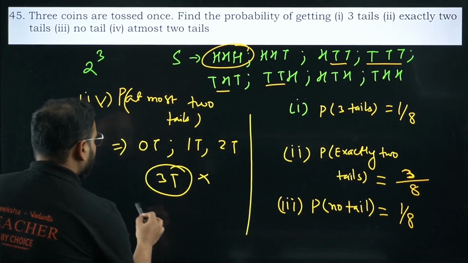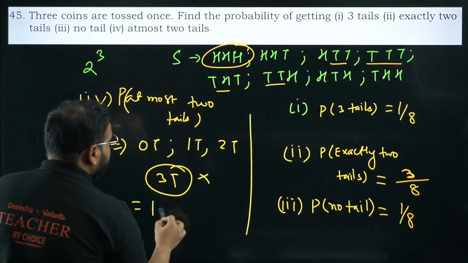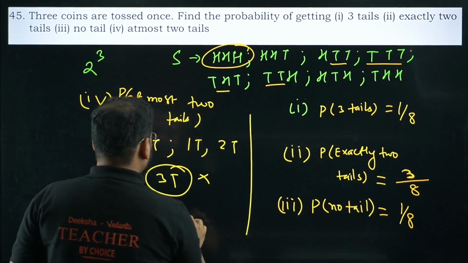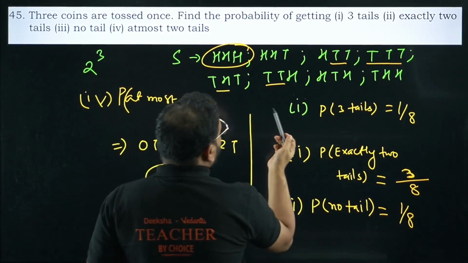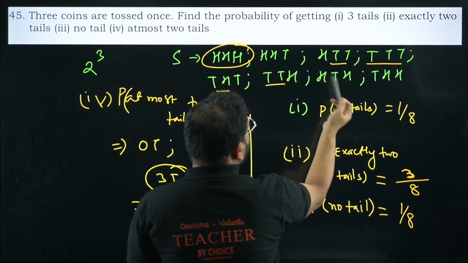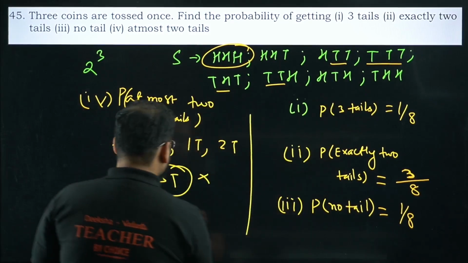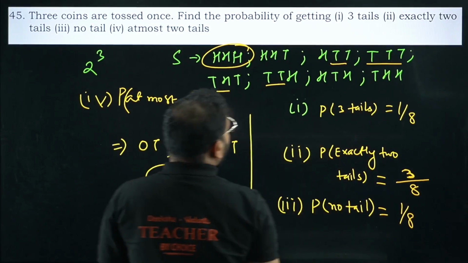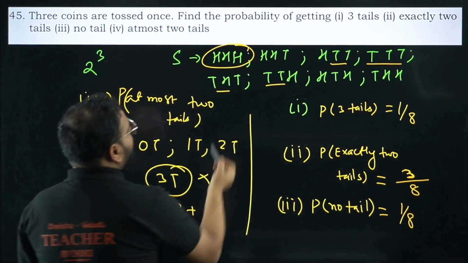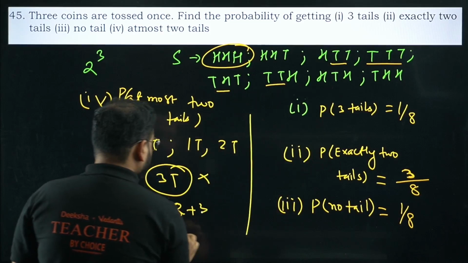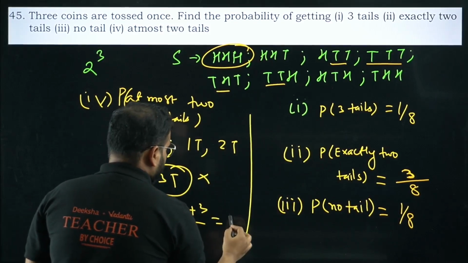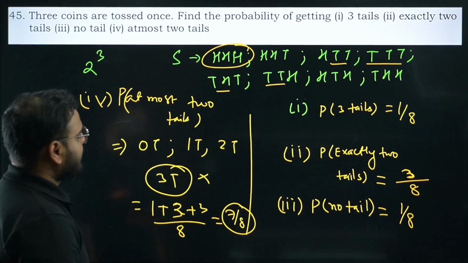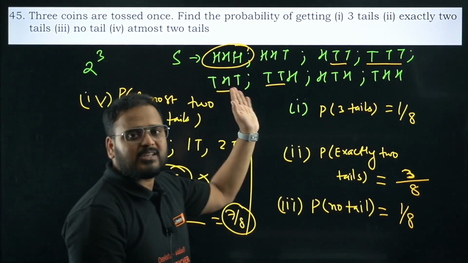So what will happen? For 0 tail we have 1, for 1 tail we have 3: 1 tail here, here and here. Then for 2 tails we have 3. It becomes 7 by 8. All right, please check. 7 by 8 is the answer. Or you can write 1 minus 1 by 8 also, that's correct.